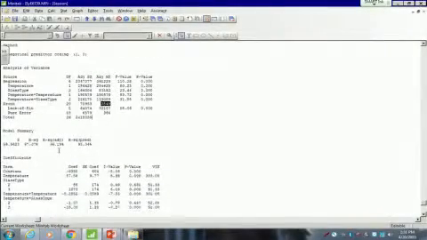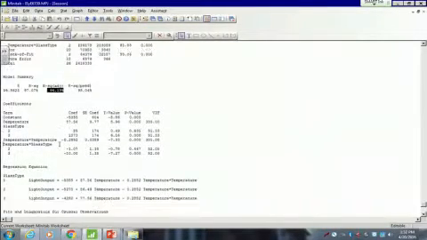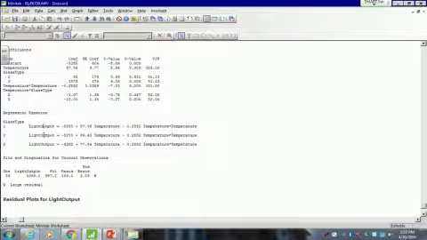So R square adjusted is 96%. Do you remember when we didn't have glass type in the model? It was around 75, 76%. Now it's around 96%. Actually, it's pretty good. And these are the regression equations.